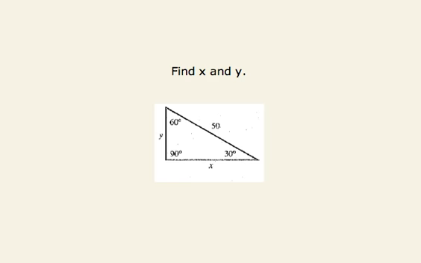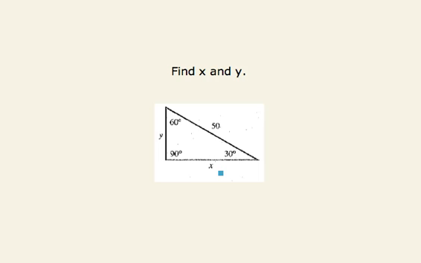Find x and y. We have here a triangle, it happens to be a 30, 60, 90 triangle, and we'd like to try and solve for a couple of the leg lengths. We know the hypotenuse has length 50. We don't know how long x is, and we don't know how long y is.